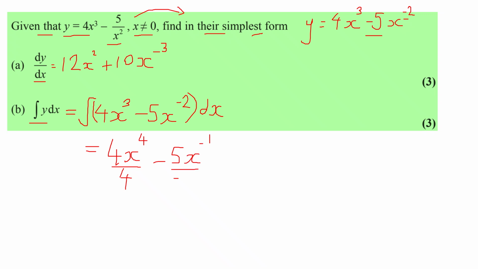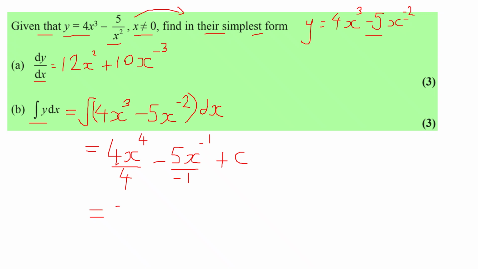So 4x to 4 over 4, or 4 quarters x to 4, minus 5x to the minus 1, all over minus 1. And then whenever we're integrating, guys, for indefinite integrals, don't forget your plus c, your constant of integration, that plus c. So c the caterpillar, or c the cake, you could say.